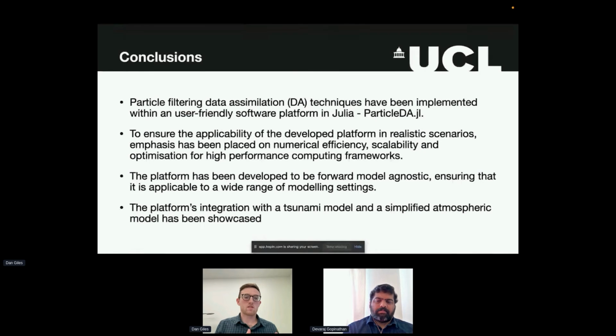We've put a lot of emphasis onto ensuring the applicability of the platform. So emphasis on numerical efficiency, scalability, and the optimization for HPC frameworks. As I've tried to emphasize quite a lot, the platform is developed to be forward model agnostic. So we want to make sure that it is applicable to a wide range of modeling settings. And in this case, I've just shown some results with a basic Tsunami model and the simplified atmospheric model.